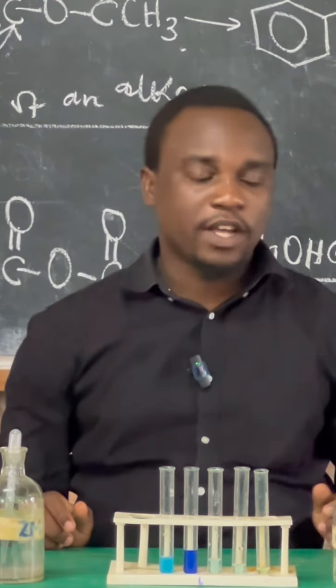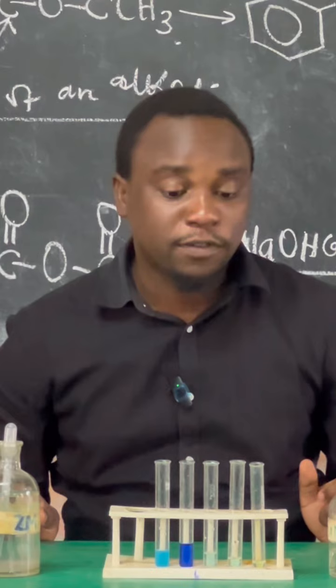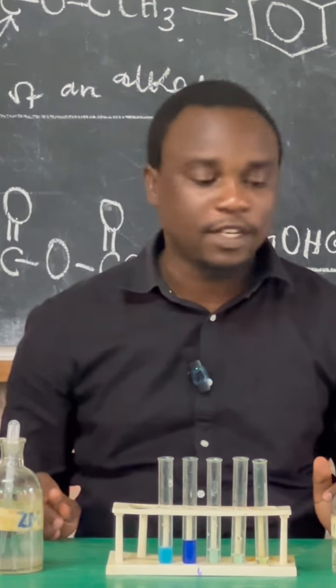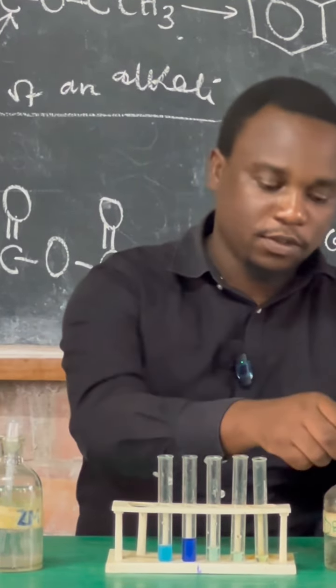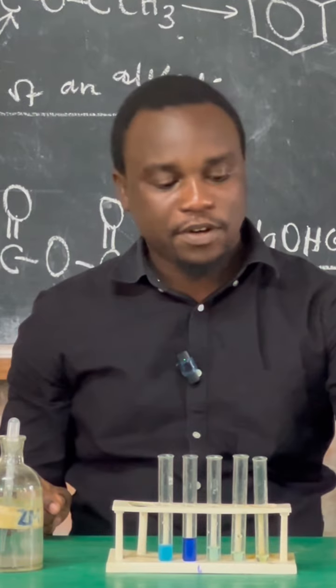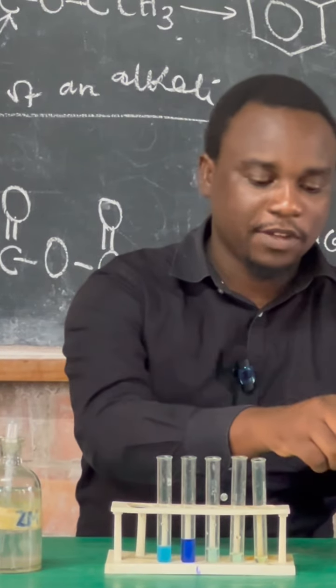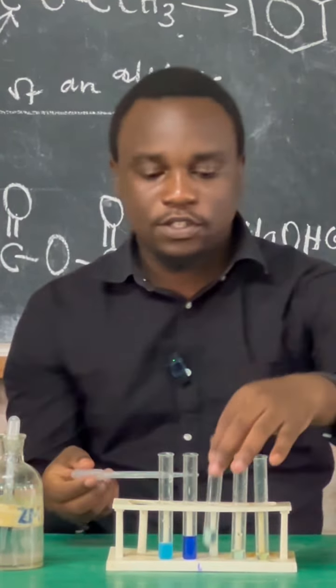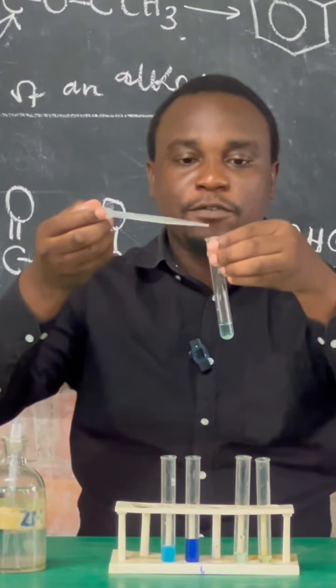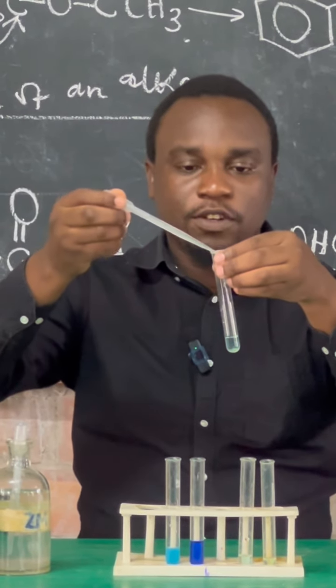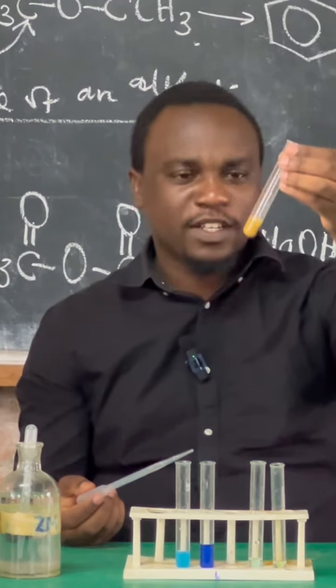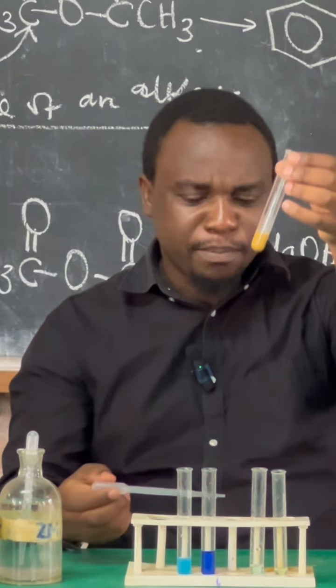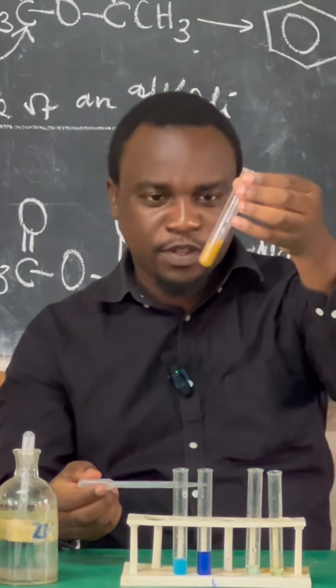Now we are going to look at what we can do to confirm the presence of copper 2 ions in the laboratory. I have here with me potassium iodide solution. To this test tube, I will add a few drops of potassium iodide solution. As we can see, we have formed a brown solution.